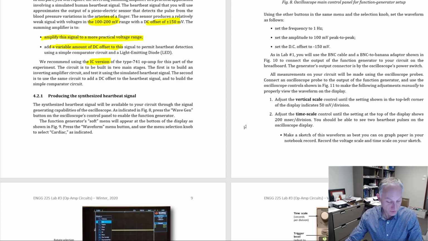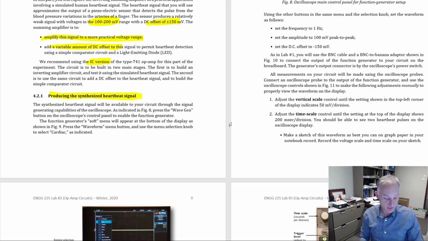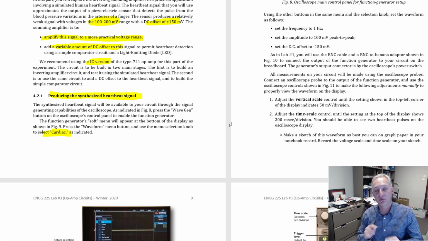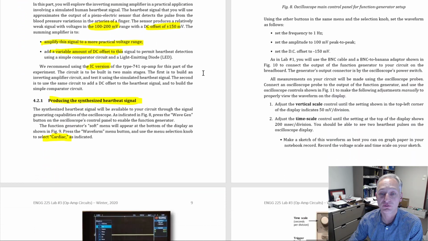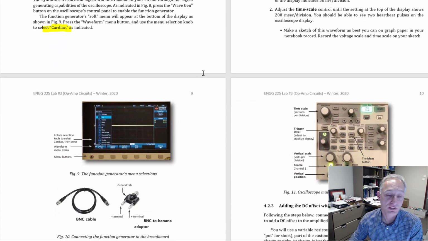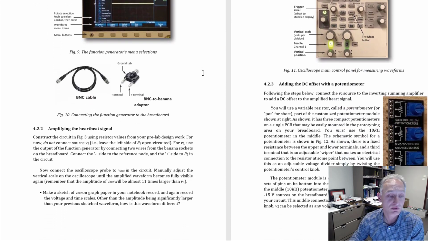So you're going to have to set up the oscilloscope waveform generator to create the cardiac waveform. There are instructions given, and you should be familiar with how to use the oscilloscope, or watch the oscilloscope video to familiarize yourself. Okay, and then you have to be able to measure the signal too. Use the oscilloscope properly.